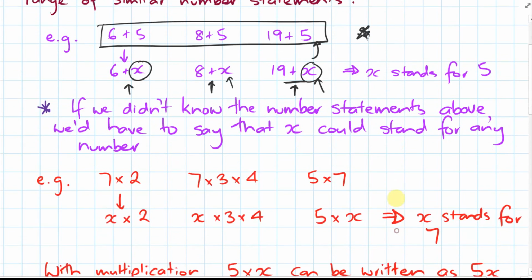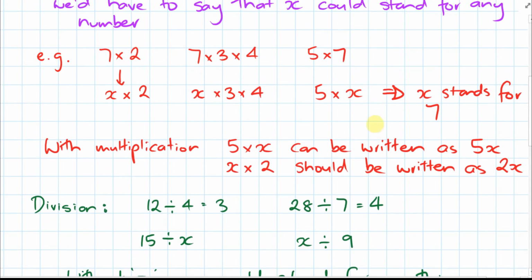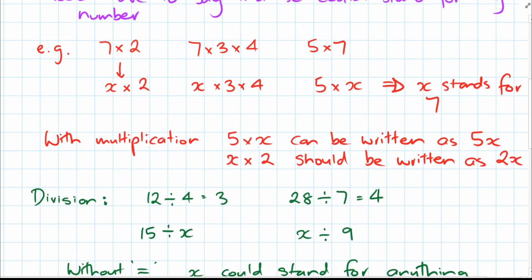Okay, so that's addition. Let's have a look at multiplication. So we've got here 7 times 2, 7 times 3 times 4, and then 5 times 7. So I've gone and replaced the 7's with an x. So here we have x times 2, x times 3 times 4, and 5 times x. So knowing the number statements, we can say that in these algebraic expressions, x stands for 7.